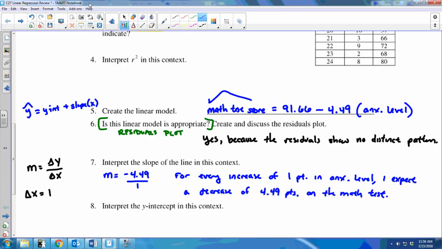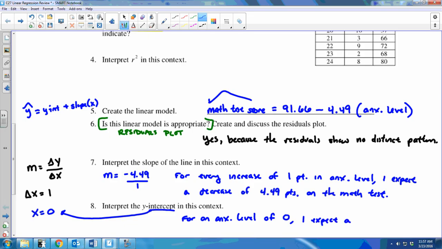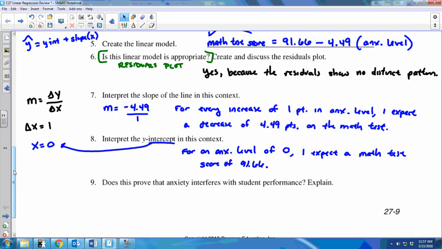For the y-intercept, since the beginning of time, the y-intercept is always when x equals 0. Since you've ever taken math, that's always been true. So again, there's no sentence template to memorize, as long as you know that the y-intercept is when x equals 0. So for an anxiety level of 0, which you can't get because of the scale of 1 to 10, but if you had 0 anxiety, I expect a math test score of 91.66. Do you understand where the sentences are coming from? Because if you understand that, it's less to memorize.